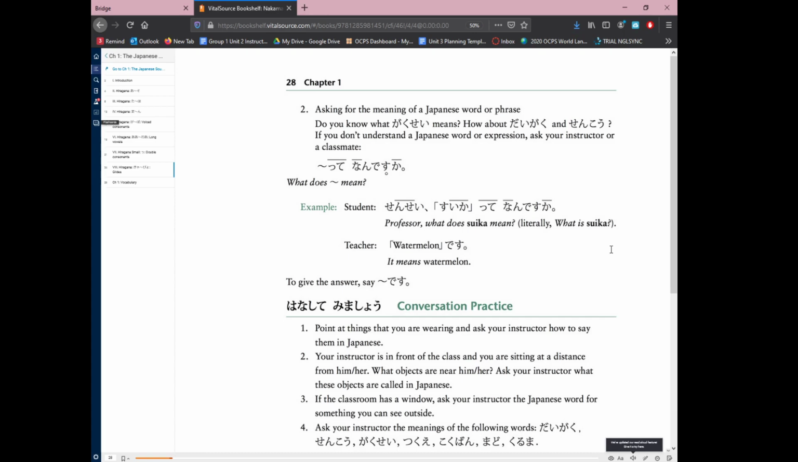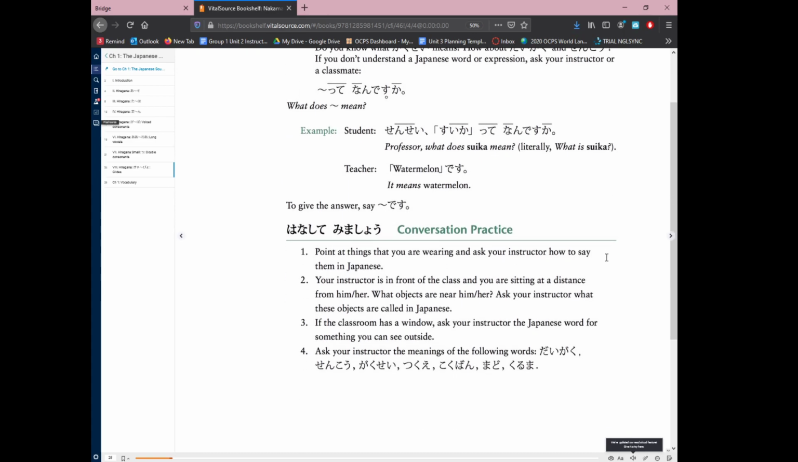So in this example here, we have a student who is saying, 先生, スイカって何ですか? What does suika mean? The literal translation being, what is suika? And I would respond with, watermelon, です. It means watermelon. And when you give the answer to that, you would say whatever the thing is, and then です.